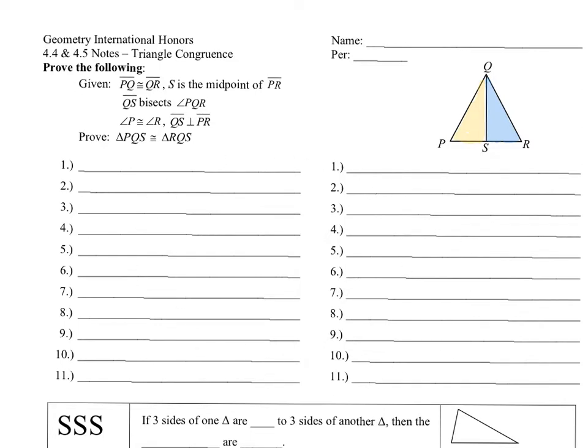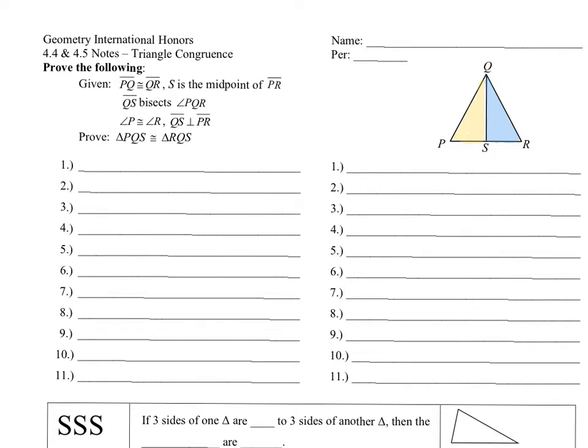What we're going to prove is we're given all this information. We're going to prove that triangle PQS, that's the yellow one over here, is congruent to triangle RQS, which I've colored blue. Okay, so how are we going to prove two triangles congruent? Well, right now, the only way we know to prove triangles congruent is to use the definition of congruent polygons, which says two polygons are congruent if and only if all of their corresponding angles are congruent and all of the corresponding sides are congruent.